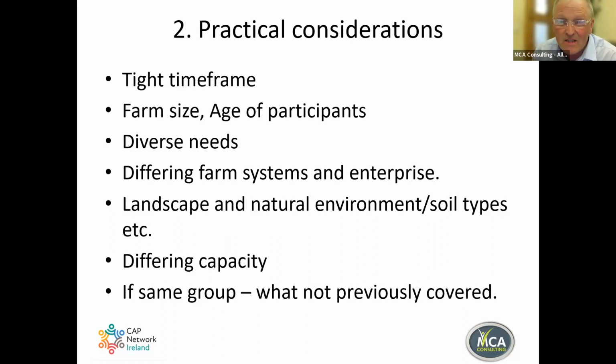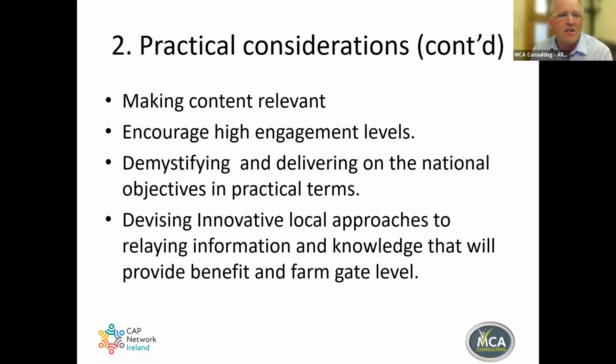Okay. As well as that, you have to remember you have a different capacity in terms of different age groups and different capacity in terms of the participants that you will be working with. So you have to take that into consideration as well. And again, just to reiterate, there's no point doing the same things that you've been doing over the last number of years with the group. Try and look at things that haven't already been covered, and that should be a consideration.